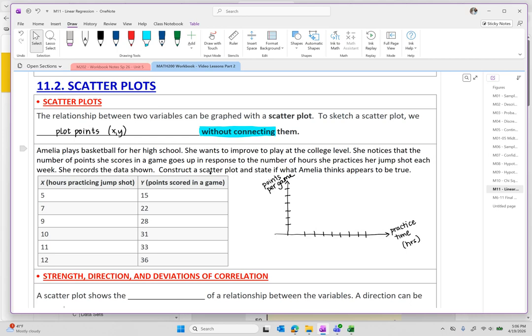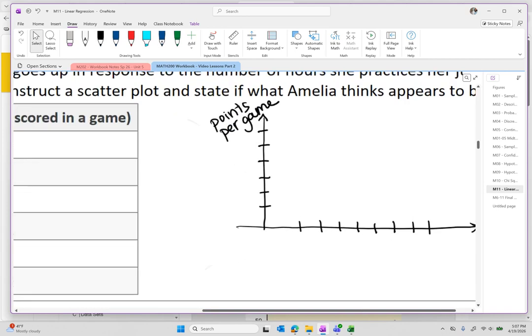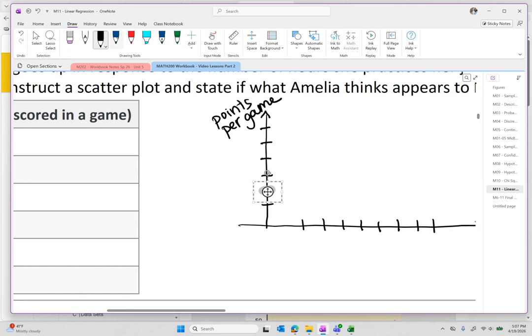Our independent variable is the practice time per week in hours, and the dependent variable is the points per game. We have been used to the fact that when the two axes meet, the meeting point is 0 for x and 0 for y, but we want to have x values from 5 to 12, and y values from 15 to 36. To indicate that, we can use a break in the axis, sketched as a little bit like a thunder or strike, which indicates a break in the axis.